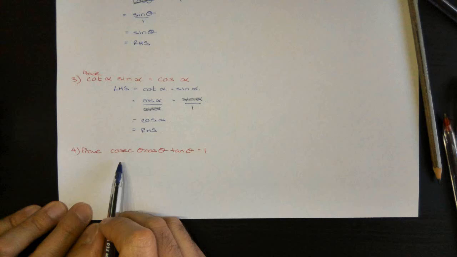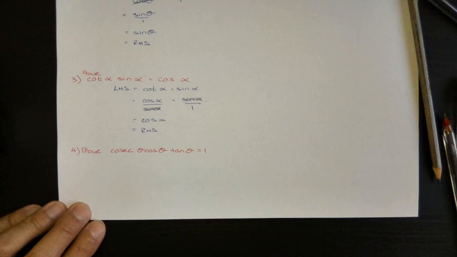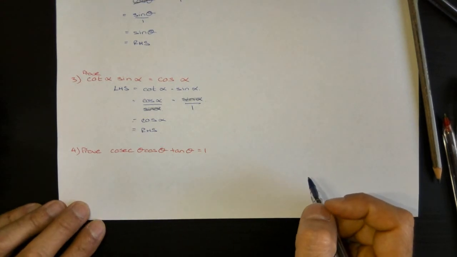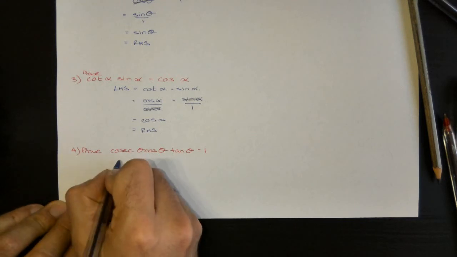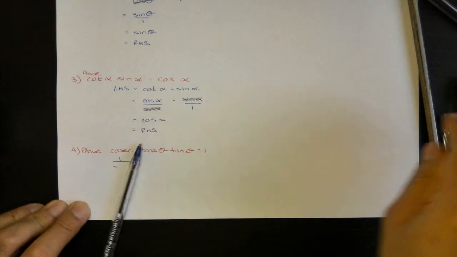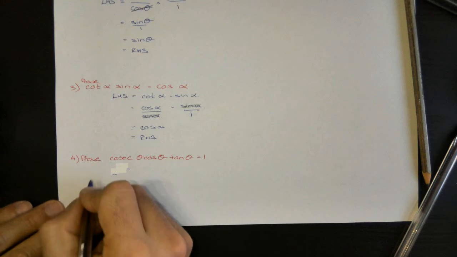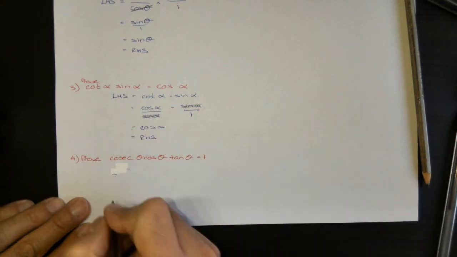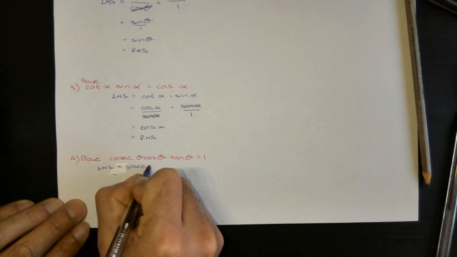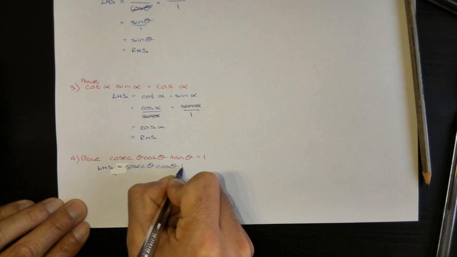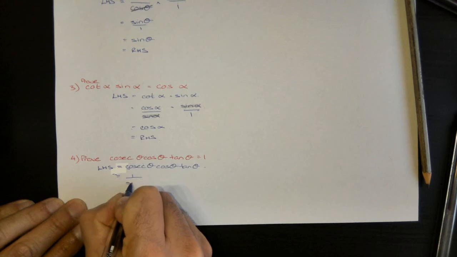Fourth example, we want to prove that cosec theta cos theta times tan theta equals 1. So cosec is the reciprocal of sine. Okay, so let's still do it. Left-hand side equals cosec theta cos theta tan theta. Okay. Cosec we said was the reciprocal of sine.